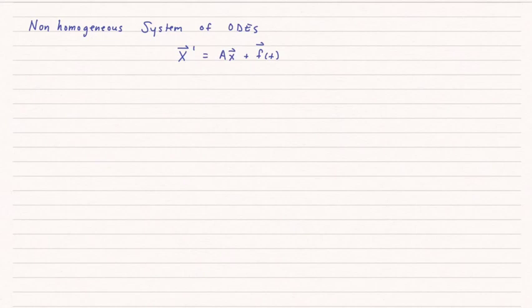The next step in solving systems of ODEs is to move to non-homogeneous, and that is something in the form of x prime equals Ax plus a vector f of t, so that vector will only be in terms of the independent variable t. And we're going to solve this with undetermined coefficients.